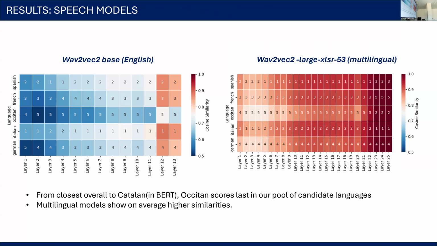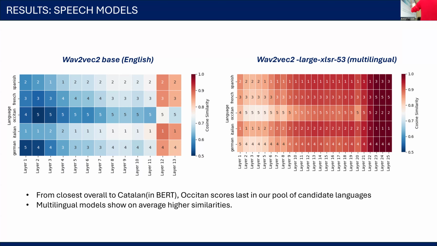Since we've seen that models trained with English and models trained with multilingual strategies, so different languages, can yield different results, I'm separating them for the rest of the analysis. What I find with Wave2Vec2 base English, the first speech model we're looking into, is that Occitan is reliably last, and very much so in both English and multilingual Wave2Vec2. So we go from first, from the point of view of textual similarity, to the last one from the point of view of the speech models.